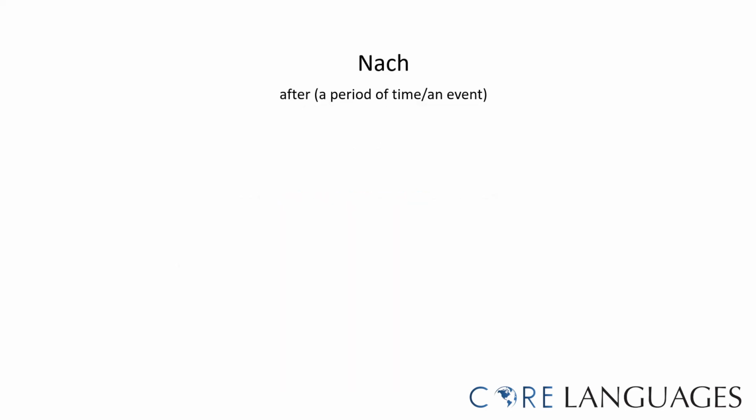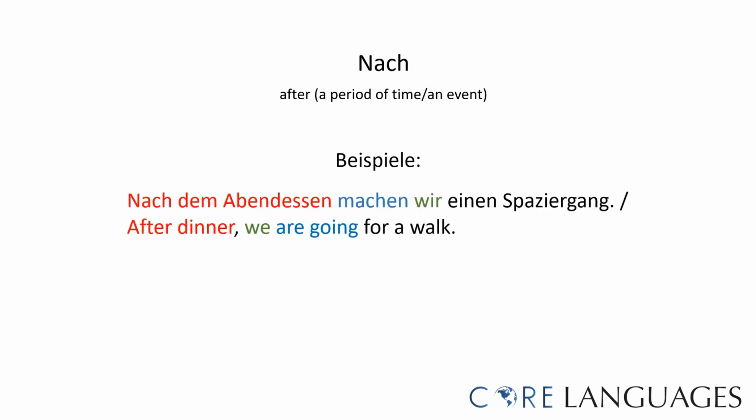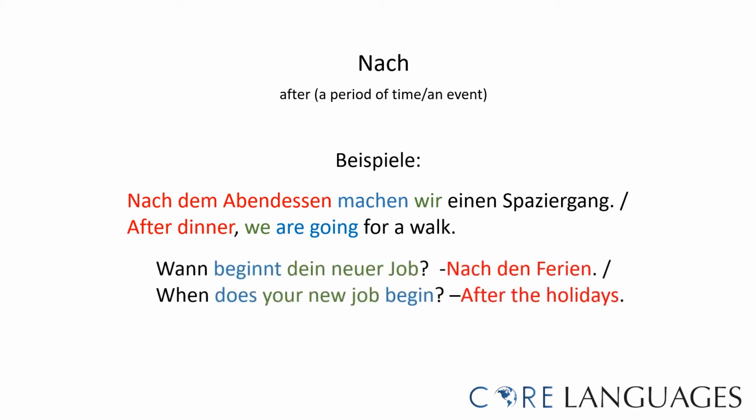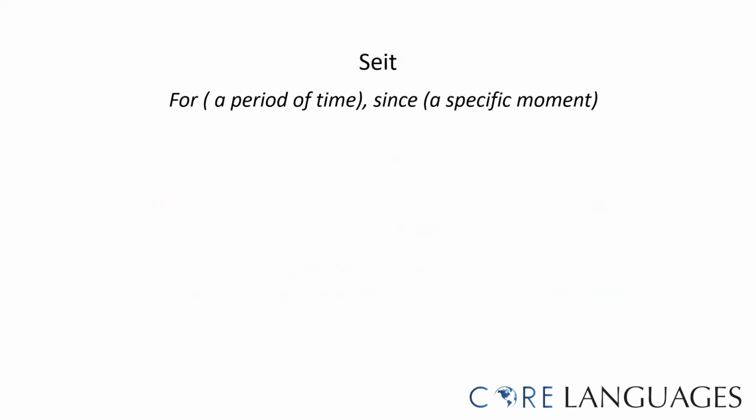The preposition nach is used to express after a period of time or after a specific event. Zum Beispiel, nach dem Abendessen machen wir einen Spaziergang. After dinner, we are going for a walk. Wann beginnt dein neuer Job? Nach den Ferien. When does your new job begin, or when does your new job start? After the holidays.